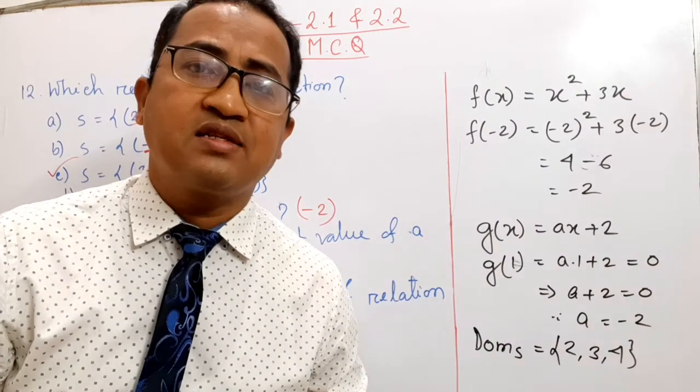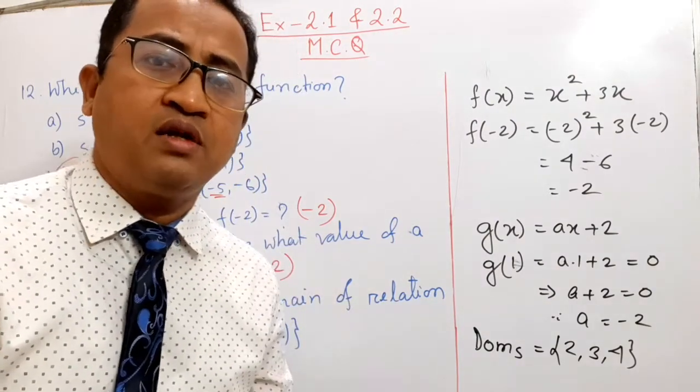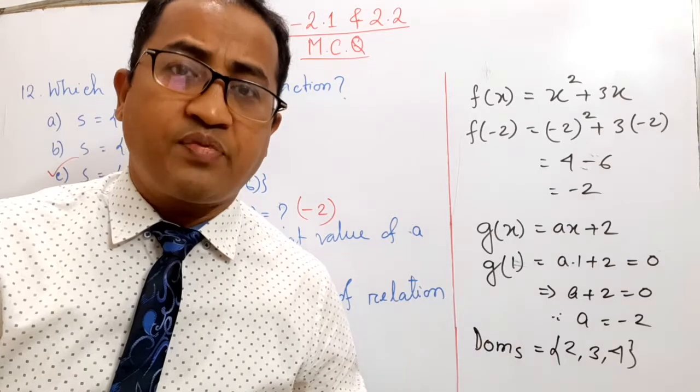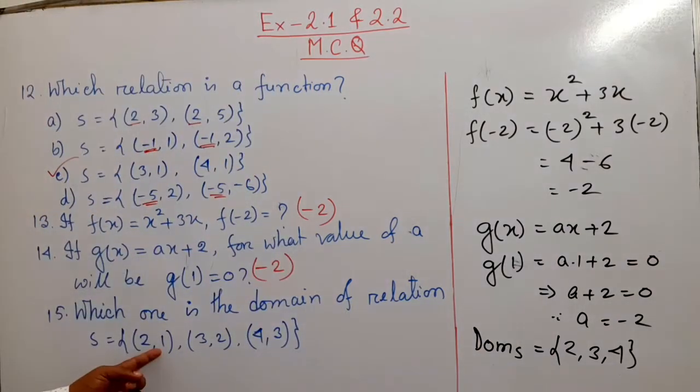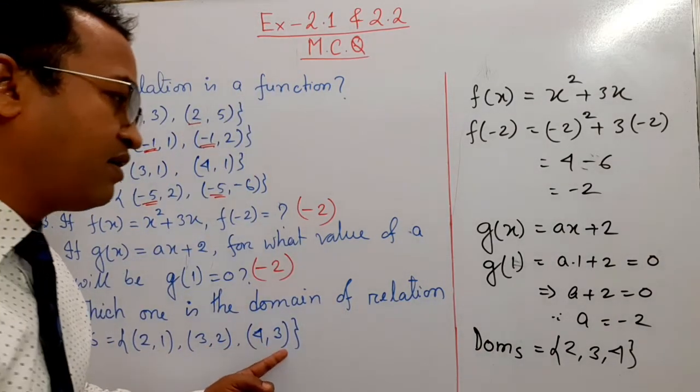What is the range of this relation? So what will be the answer? The answer will be the second element of the ordered pairs. That is 1, 2 and 3.